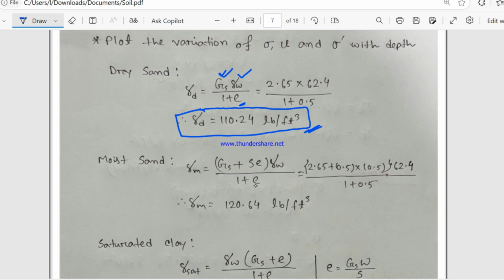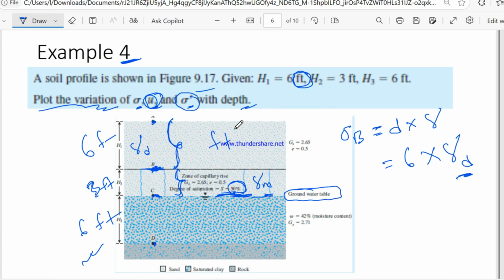Okay, the moist unit weight formula is (specific gravity plus saturation times void ratio) times water unit weight, divided by 1 plus void ratio. So this is the formula, and the value will be 120.64 pounds per cubic foot.